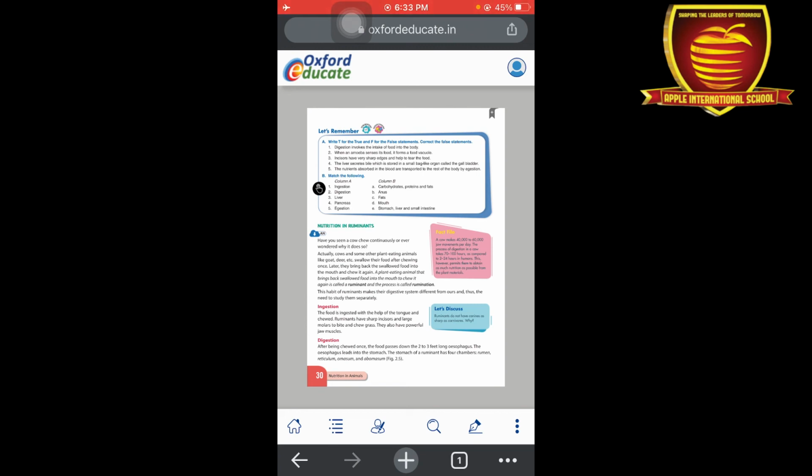Okay, now the steps are the same. For example ingestion, digestion, absorption, assimilation and egestion, but the process is different. Okay, so first one is ingestion. The food is ingested with the help of the tongue and chewed. Ruminants have sharp incisors and large molars to bite and chew grass. They also have powerful jaw muscles.